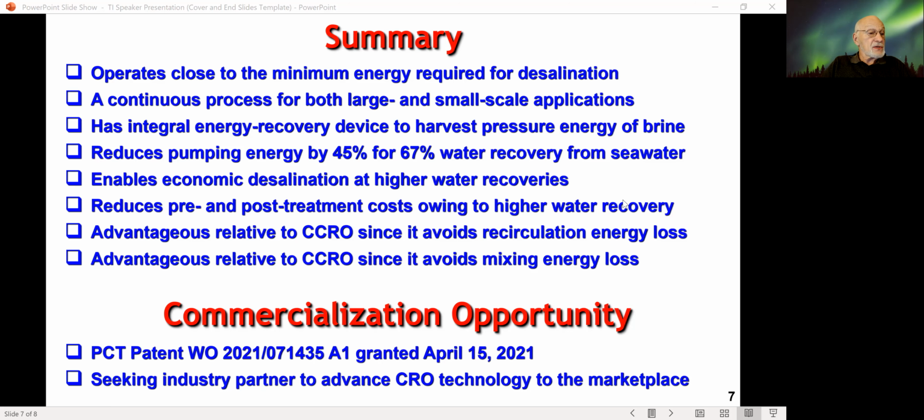It is advantageous relative to the closed-circuit reverse osmosis process because it is a continuous process that does not incur any energy losses owing to recirculation and mixing streams with different concentration. Nanyang Technology University has been awarded a PCT patent for this technology. We now are seeking an industrial partner to advance this technology to the marketplace.